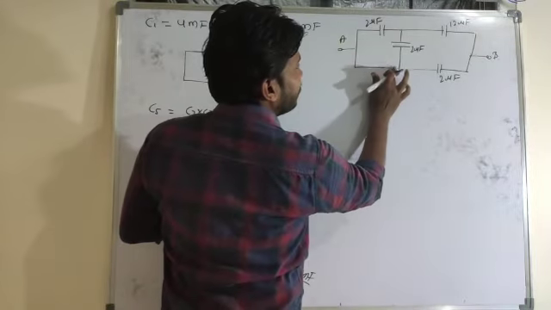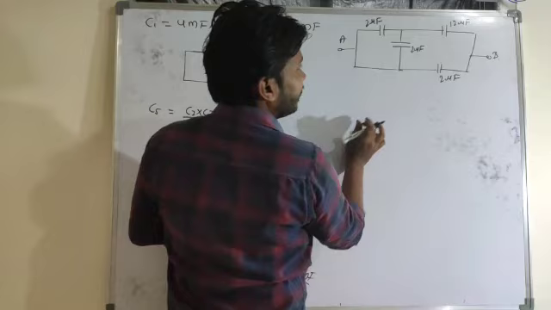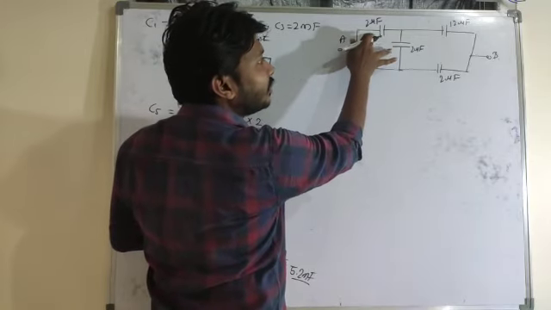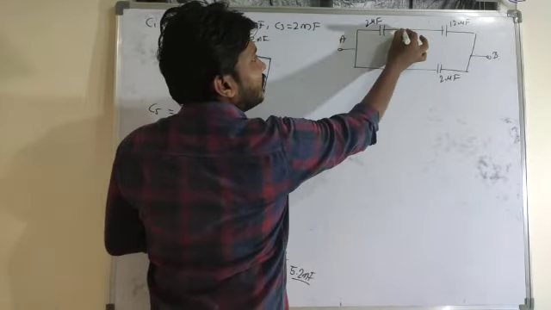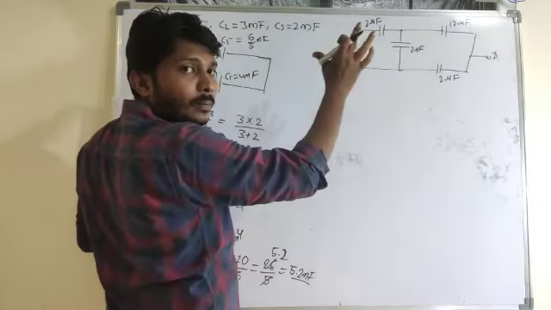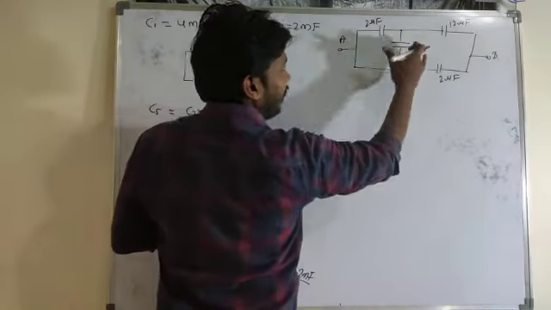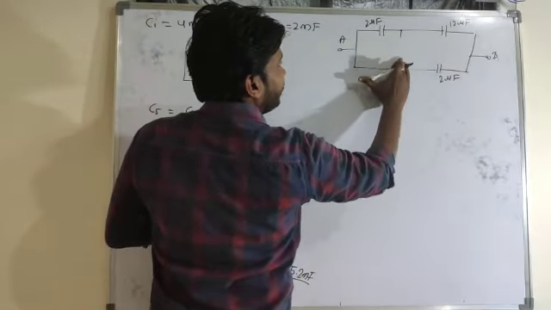Now I will rearrange this circuit. What is the nature of combination between the 2 and 2 microfarad capacitors? It is connected between two common points, so that is nothing but a parallel combination. Or I shall rearrange here.